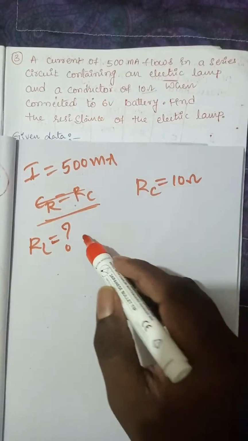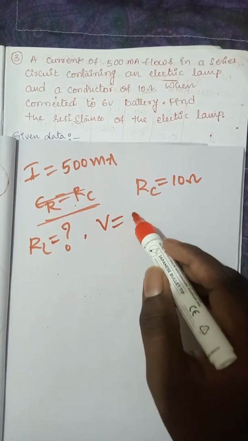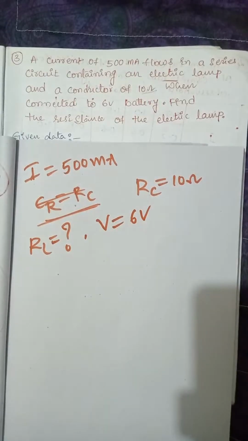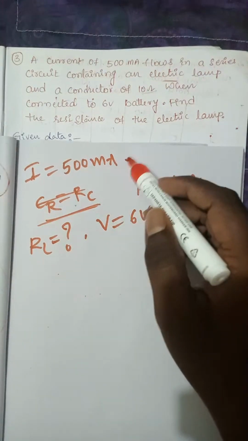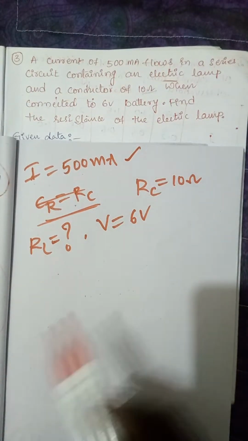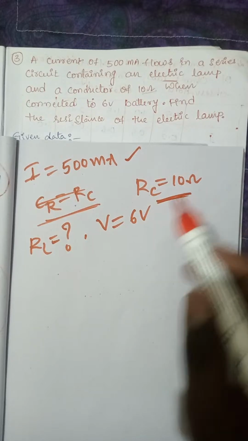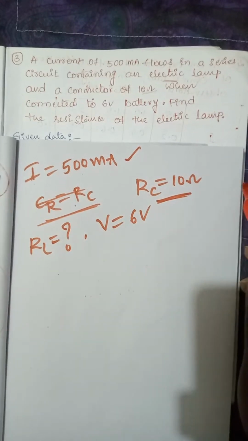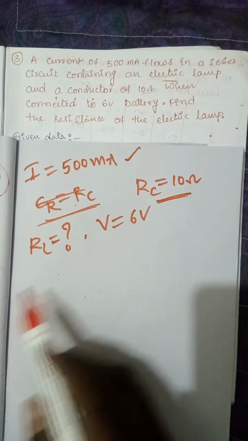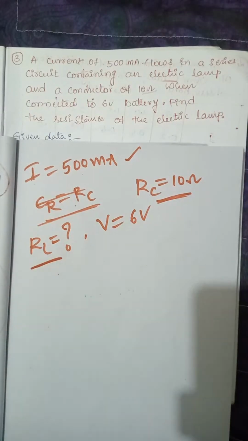So the voltage given is V, equal to 6 volts. This is the data they have given to us. The current is 500 milliampere, the resistance of the conductor is 10 ohm, and we have to find the resistance of the lamp.